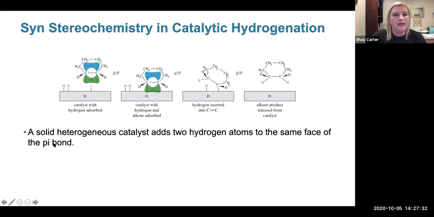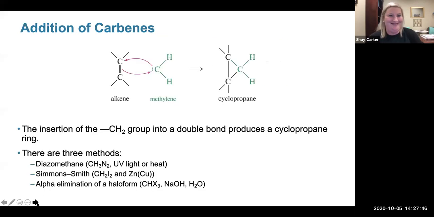Okay, so a solid heterogeneous catalyst adds 2 hydrogen atoms to the same face of the pi bond. We can't really flip them like pancakes, you know. They have to come in and sit down on one side, so both hydrogens are added to the same side of the pancake.